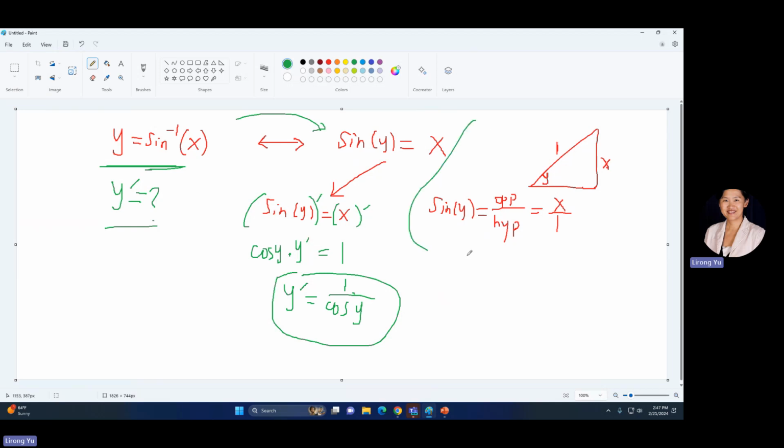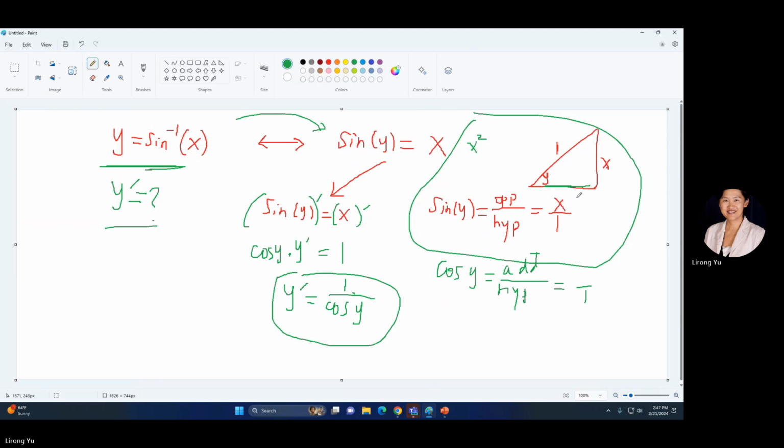Back to the picture we're drawing. Sine y is opposite over hypotenuse, which is x over 1. So what's cosine y? Cosine y is the adjacent side over the hypotenuse. The hypotenuse equals 1, so what's the adjacent side? It's this side. According to the Pythagorean theorem, calling it a, x squared plus a squared equals 1 squared, which equals 1. So a squared equals 1 minus x squared, and a, the adjacent side, equals the square root of 1 minus x squared.